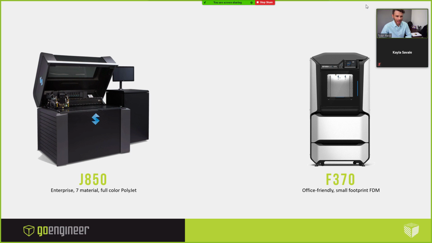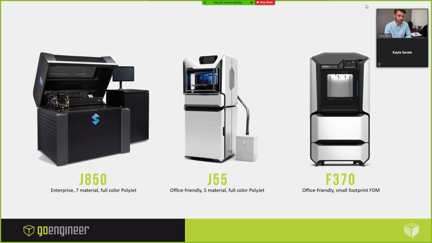We're missing something. We have a gap in our portfolio, and that's what the J55 is targeting. So the J55 is sort of this compromise between high-end PolyJet functionality with the small footprint, office friendliness of the F-Series. So excited about this because we haven't had a PolyJet system in this price range for quite a while, and certainly not with the capabilities that this has.